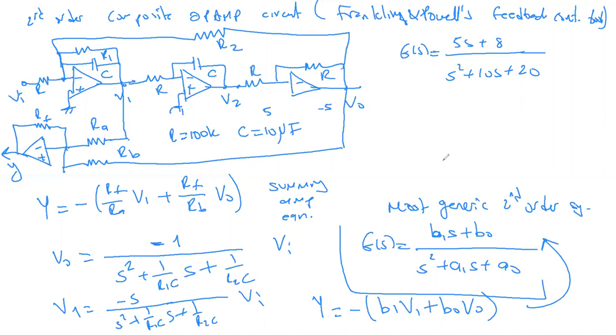So the first thing I have here is that the denominator requires 1 over R1C equal to 10 and 1 over R2C equal to 20. These are the denominator requirements in my transfer function that need to be satisfied. These 2 equations will give me 2 unknowns, R1 and R2.